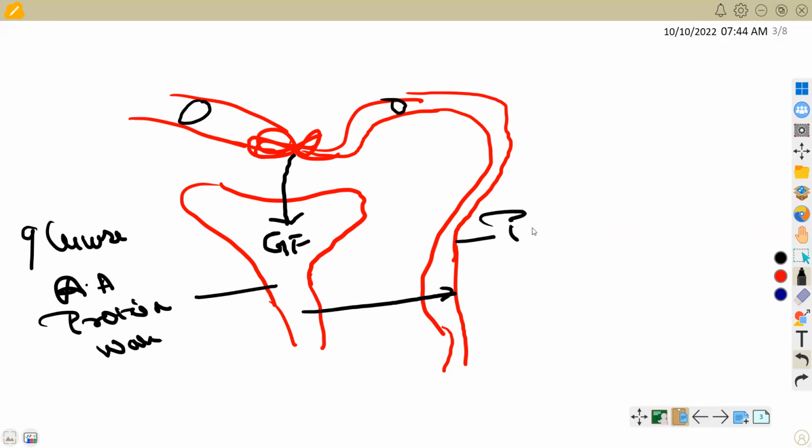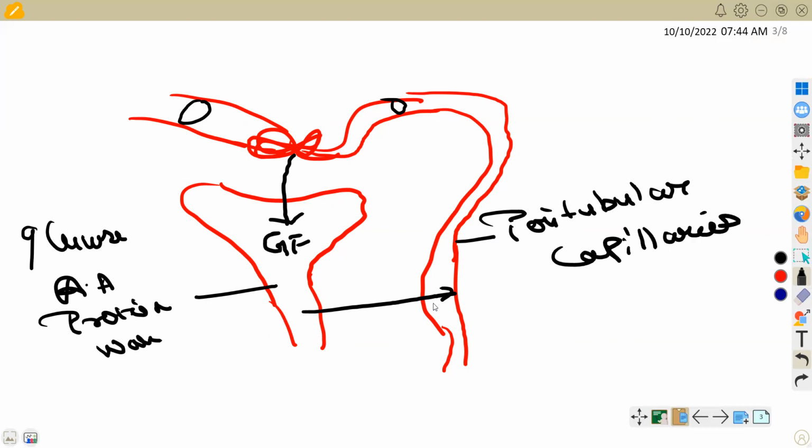So this one is peritubular, and this is how the things are getting selectively reabsorbed. So this one is selective reabsorption, the process of selective reabsorption. Okay, when important substances like glucose, like protein, like amino acid, which should not be excreted in urine.